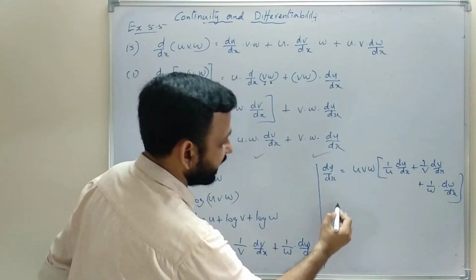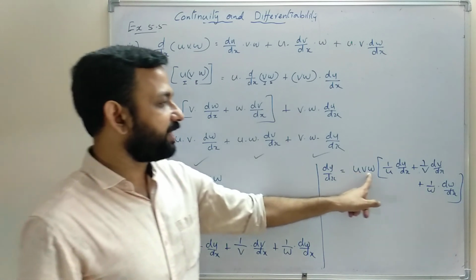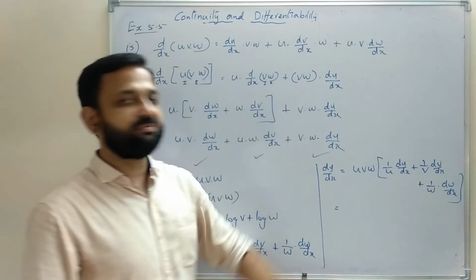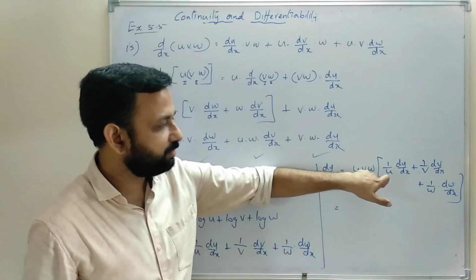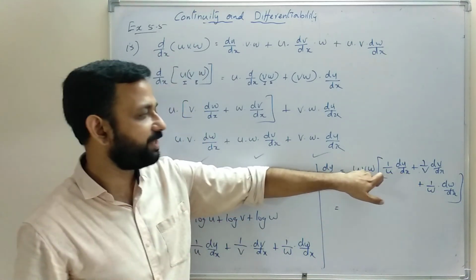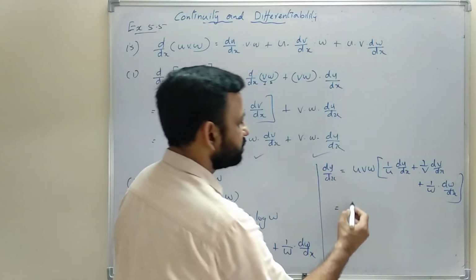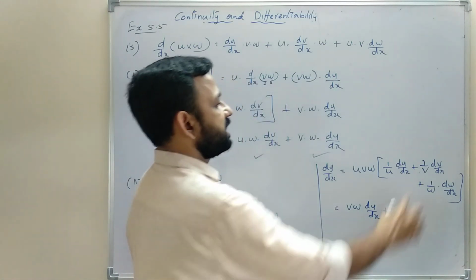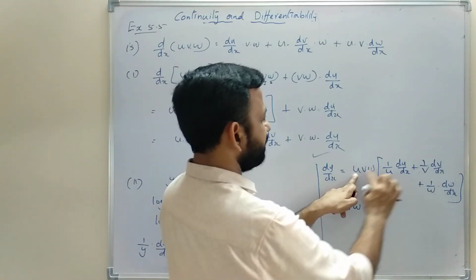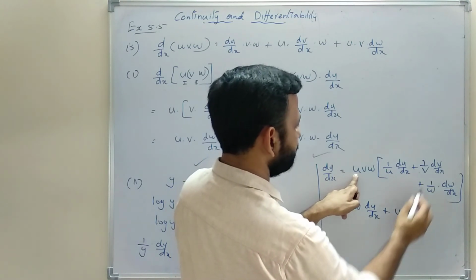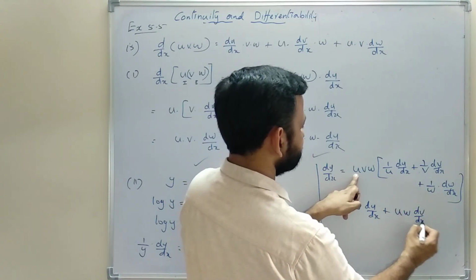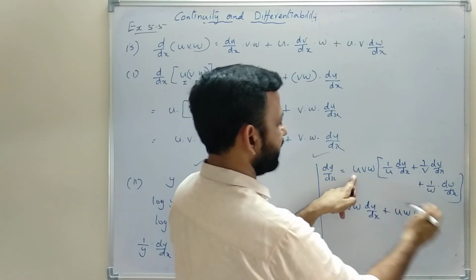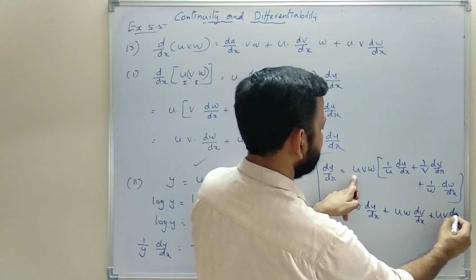Now we can open the bracket. We have three terms inside the bracket, so we multiply each of the three terms by u v w. When we multiply the first term by u v w, u and u cancel, so we get v w du by dx. Second term into u v w, v and v cancel, so we get u w into dv by dx. When we multiply the third term by u v w, w and w cancel, then we get u v dw by dx.